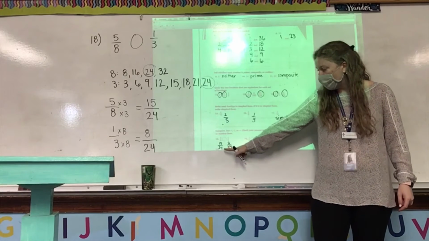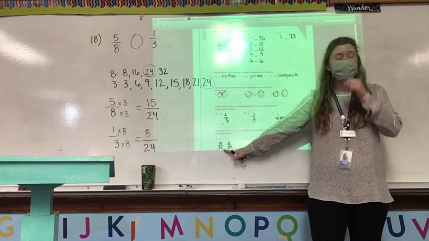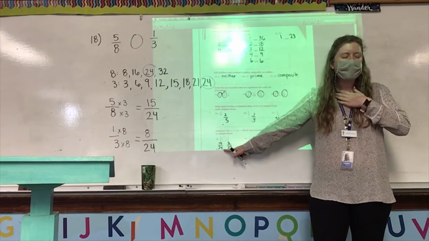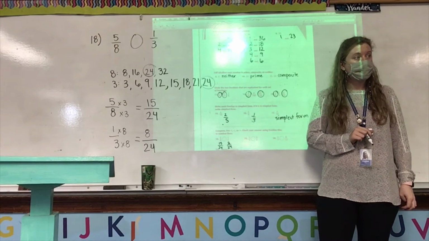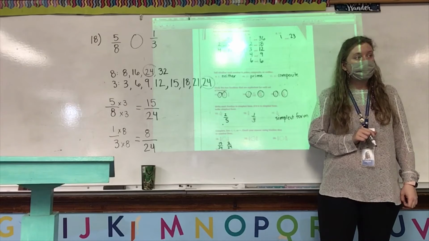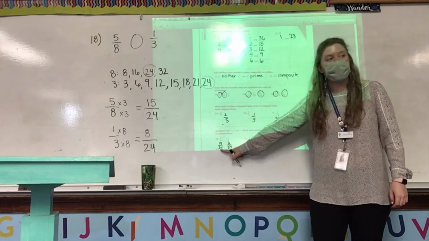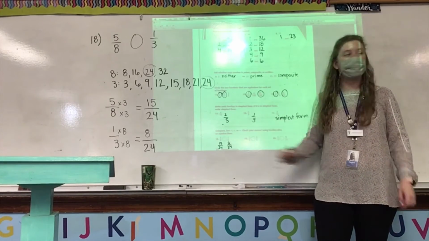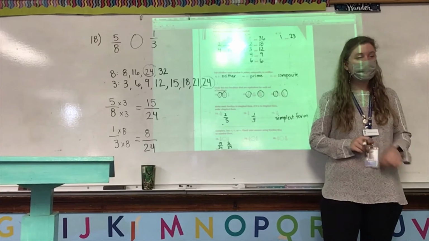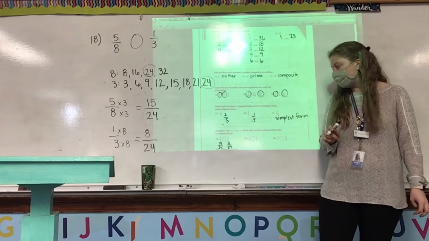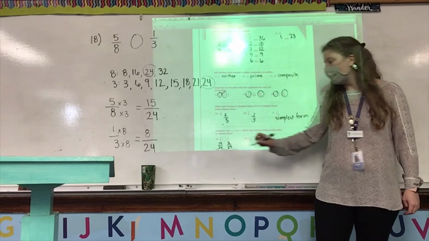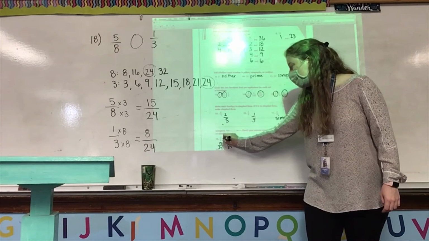So, is 15/24 greater than, less than, or equal to 8/24? It's greater than. Which means 5/8 is greater than, less than, or equal to 1/3? It's greater than.